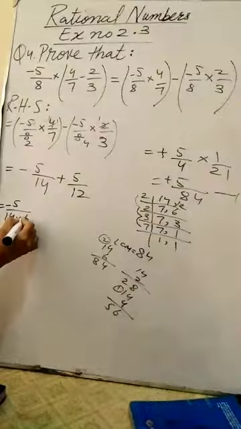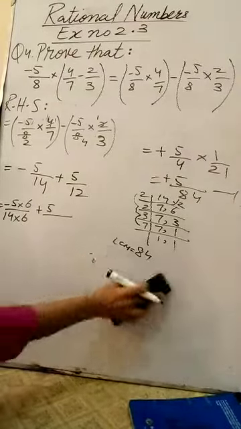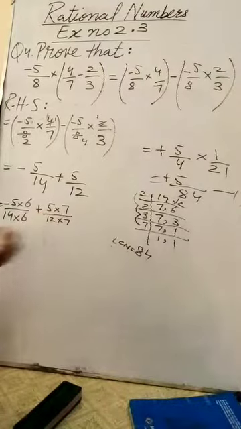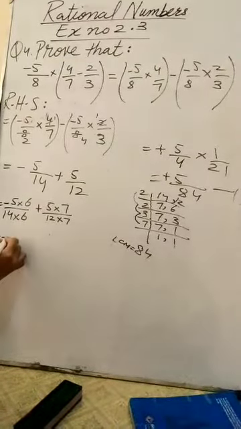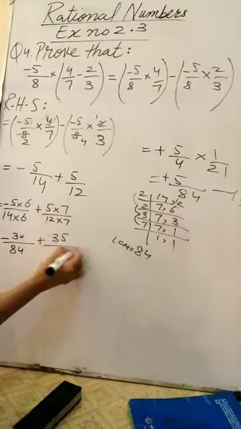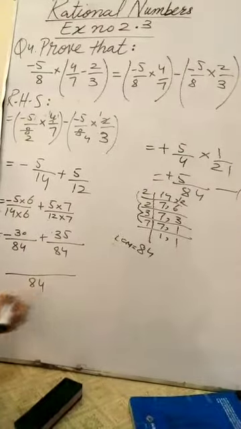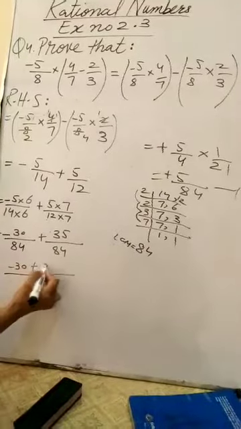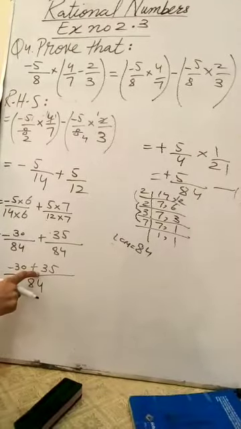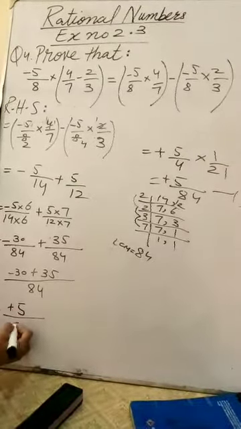It means 14 6 times 84, multiply in the numerator. Then we have 12. 12 7 times 84, multiply in the numerator. Now minus 5 6 times 30 over 84, then 35 over 84. Now we have the same LCM, draw the line, take the common LCM, minus 30 plus 35. See, minus plus minus. 35 minus 30 is possible, so 5. But the sign of the bigger value, and 84.